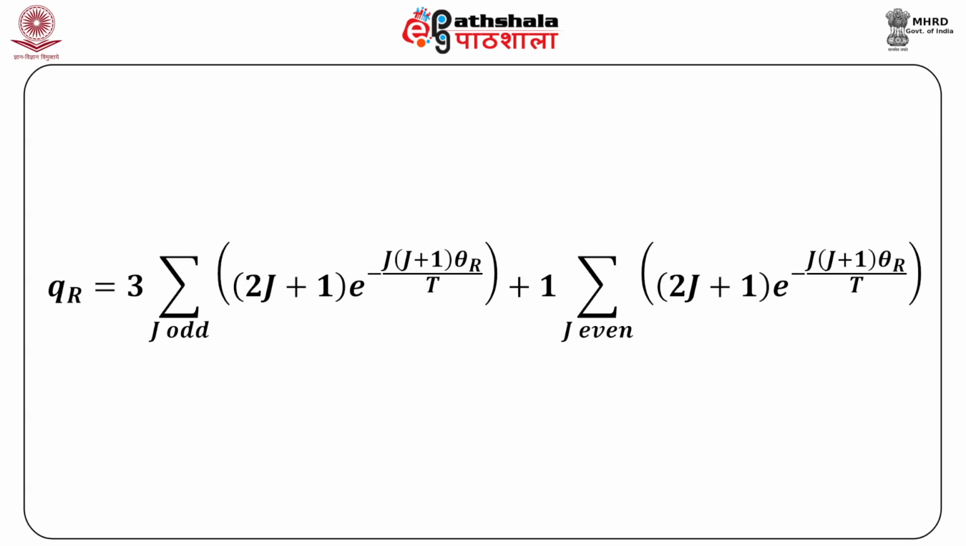Therefore, if we expand them further, we notice that the rotational partition function for hydrogen molecule will be a mixture of these two: 3 times summation over j odd of (2j+1) e to the power minus j(j+1) theta_r upon T. Here theta_r is the rotational temperature which we have already discussed in the context of rotational partition function in our earlier modules, plus 1 into summation over j even of (2j+1) e to the power minus j(j+1) theta_r upon T.